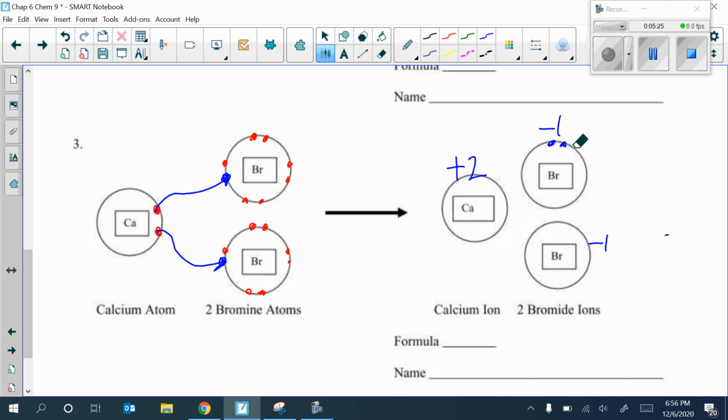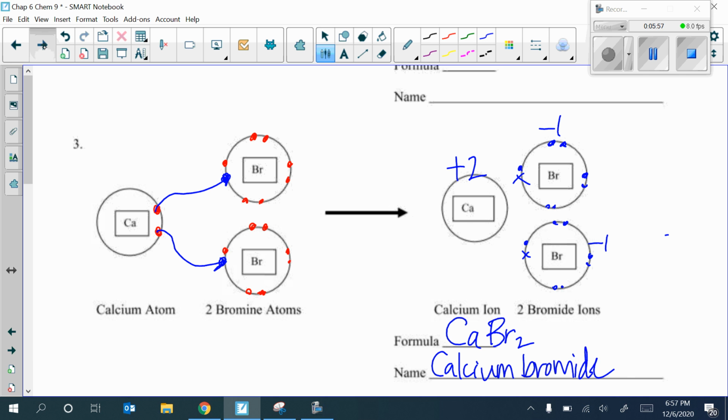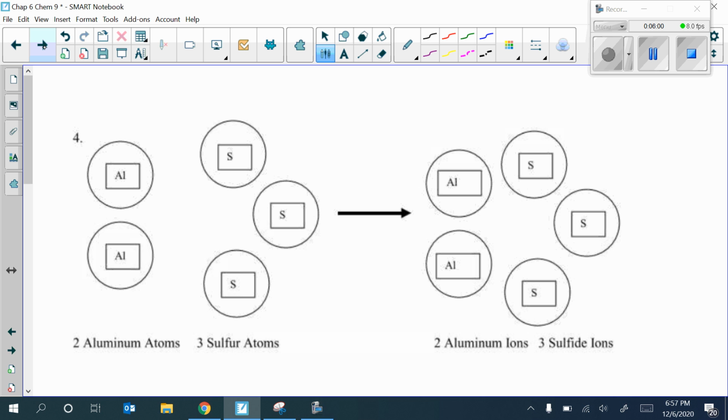Go ahead and draw in the 8 electrons, showing that that 1 electron comes in. On my answer key, you might see that I might have put X's as to where that 1 electron is coming in. Okay, so I have 1 calcium and I have 2 bromine. So I write it like that, CaBr2, and the name here is going to be calcium bromide. Okay? All right, that's it for that page. You guys can go ahead and do the front and back of that.